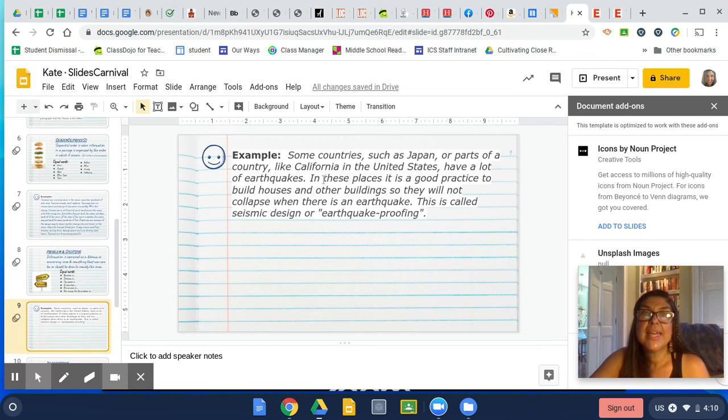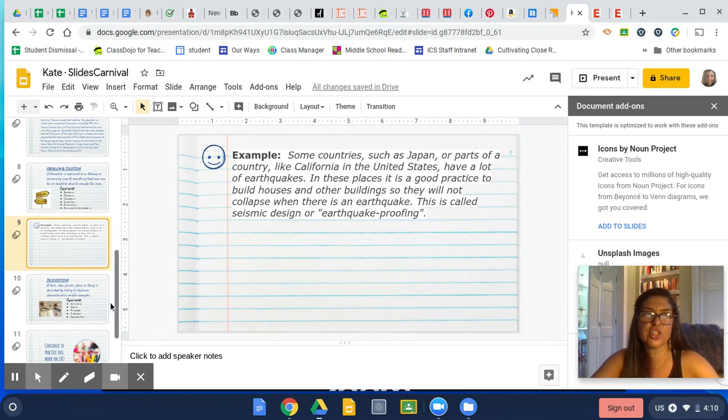There's our problem. In these places, it is a good practice to build houses and other buildings so that they will not collapse when there is an earthquake. This is called seismic design or earthquake proofing. There's your solution. So I wanted to share just this short text with you. The problem is stated and then a solution.